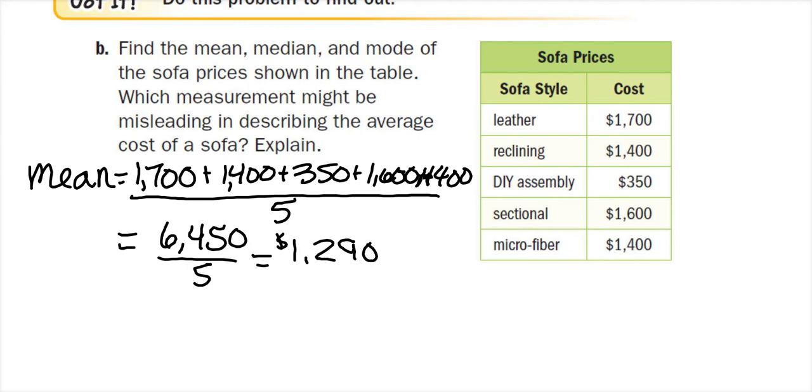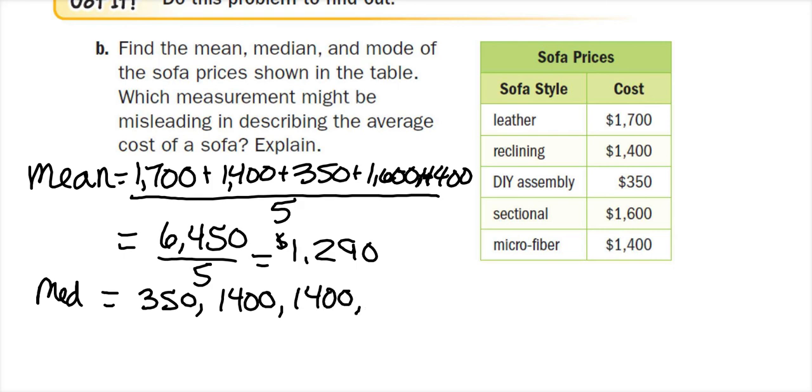Okay, so remember, when you find the median, you got to sort them from least to greatest. Okay, so the lowest one's $350. Then you have 1,400. You got 1,400 again. Then you have a $1,600 one. And finally, we have the $1,700 one. All right, so the median is the exact middle. So which number is exactly in the middle? That's our 1,400.